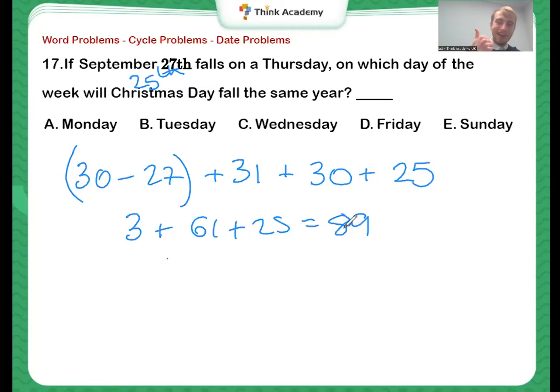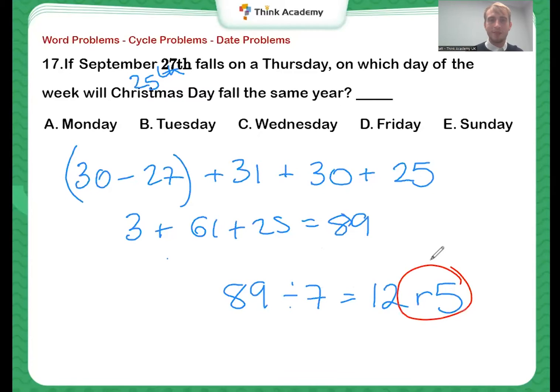But you don't need to count on 89 days from a Thursday, because every week this repeats. So let's find out how many weeks. I divide it by 7. This is the same as 12 whole weeks with an extra 5 days. Now, this extra 5 days is the only thing you're interested in, because you know it's 5 days beyond the end of the week.